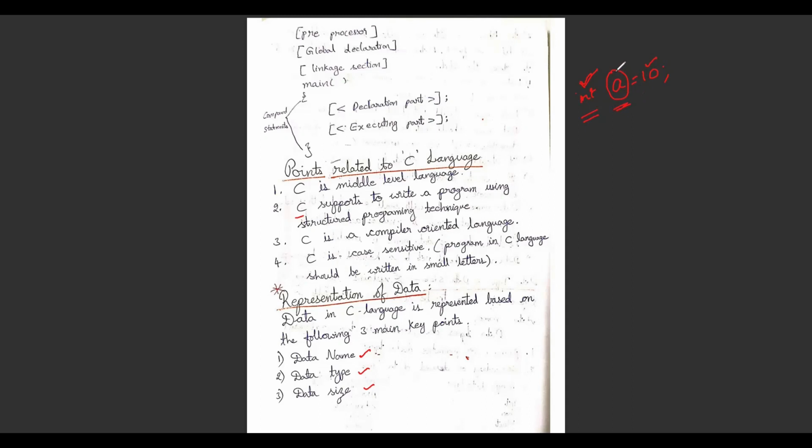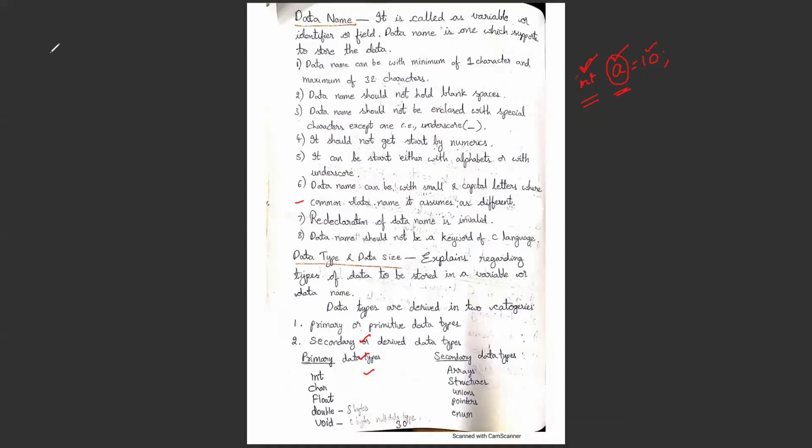Then this is data name, right? And this is data size. Actually, size is given with the data types: for integer, what is the size, for float, what is the size, right? That we'll see in the next slide. So just go with these things.